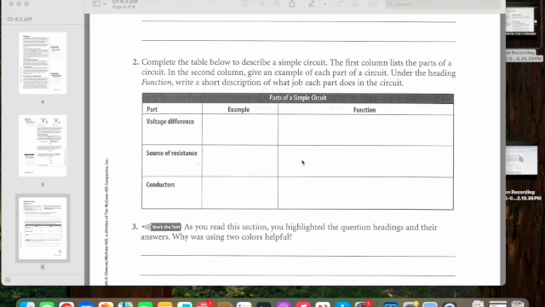And then for function, it's a device that resists the flow and converts electrical energy into thermal and or radiant energy. And lastly, conductors, I picked wires, and their function is to connect the resistance device to the terminals for the battery or the sockets, like a wall socket.